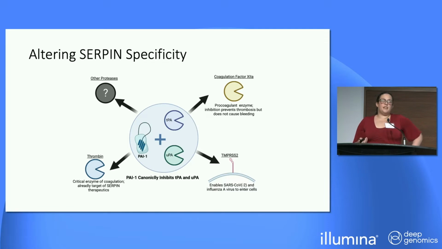And we wanted to see if the mutations we're introducing that alter specificity would just be in the reactive center loop, or if they'd be distributed globally throughout the protein.